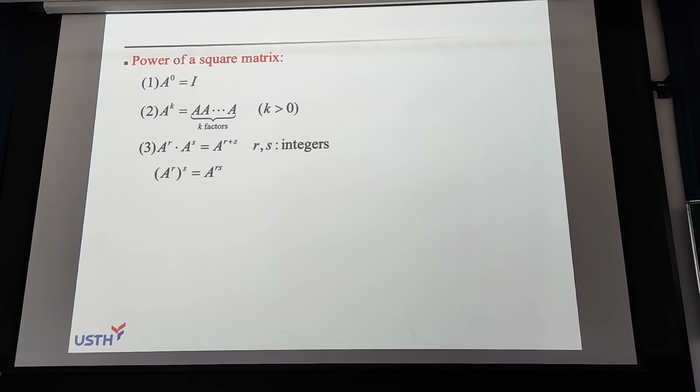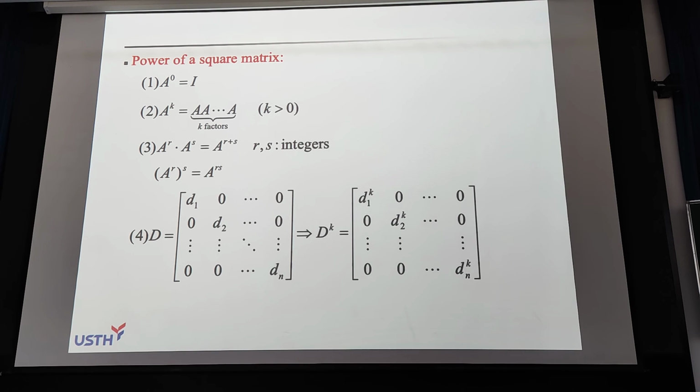Again, A to the power R and then the whole thing to the power S equals A to the power R times S. And that property is easy for you to see.